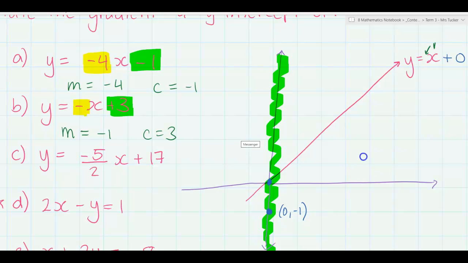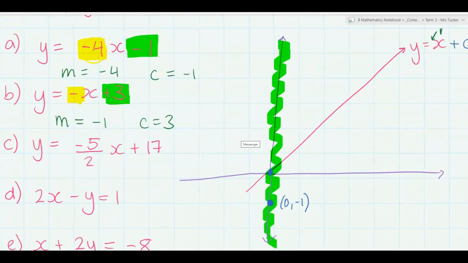Now, let's graph it. So we know that if we go up 4, up 1, 2, 3, do I then move left 1 or right 1? Because your rise is positive, then your run is negative. Then we rise positive, our run is negative. Or we could run positive to rise negative.